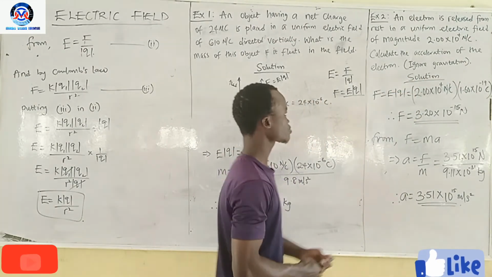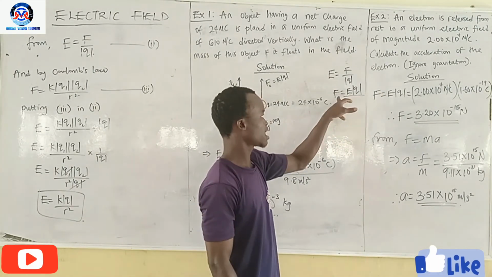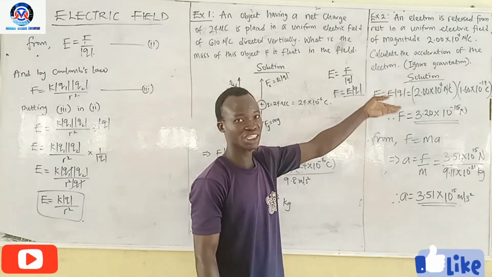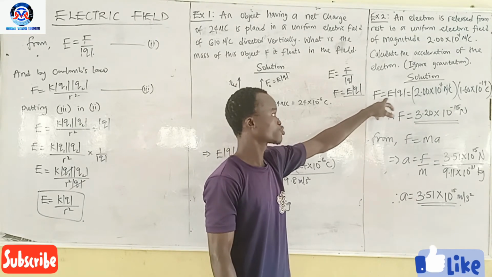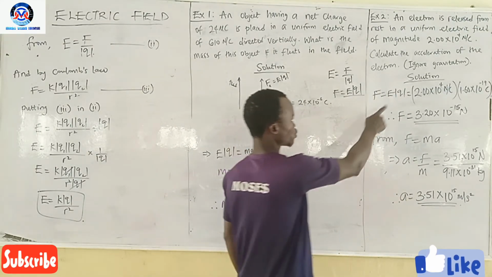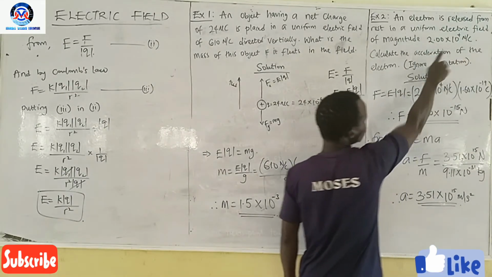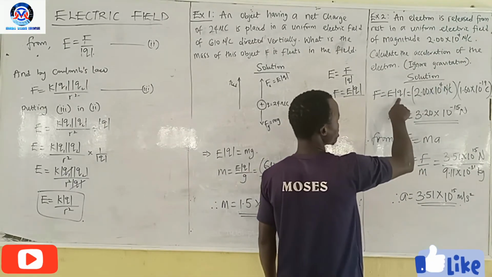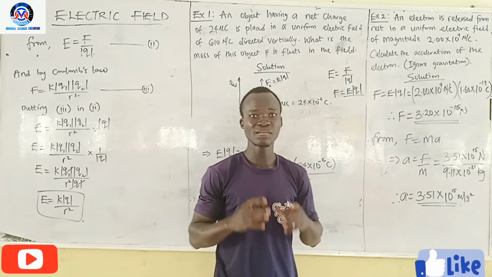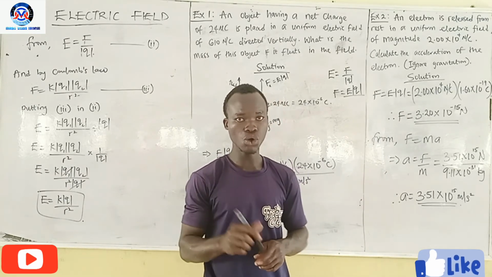Now, we have that the force on a charge in an electric field is given as F equals E multiplied by the magnitude of the charge. From the question, the electric field is 2.00 times 10 raised to the power 4 Newton per coulomb, multiplied by the magnitude of the charge of the electron. The magnitude of an electron's charge is a constant, which you have to know often. It is 1.602 times 10 raised to the power minus 19 coulombs.